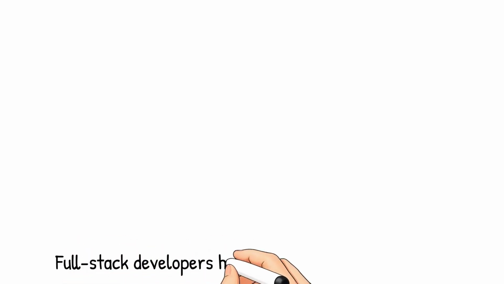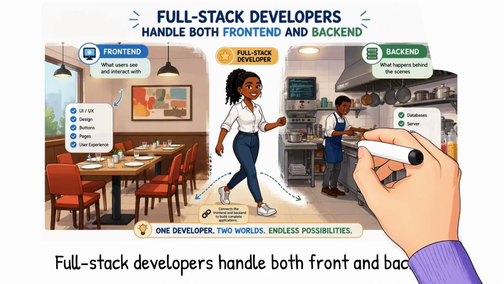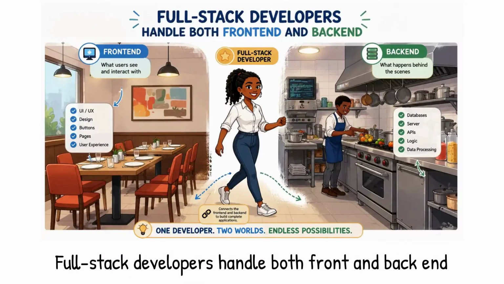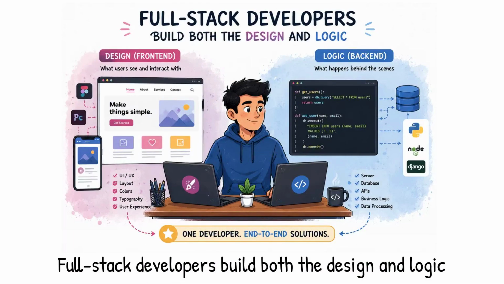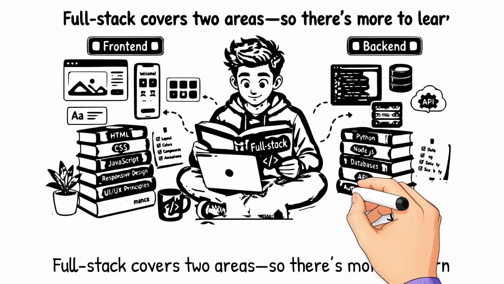Now, the third one, full stack. Imagine a person who can run the dining room and cook in the kitchen. They can do it all. That's a full stack developer. Front of the house and back of the house both. A full stack developer can build the part you see and the part you don't, the design and the logic, the whole thing, top to bottom. This sounds amazing, and it is powerful. Full stack developers are in high demand because they can build a complete app by themselves. But there's a catch. You have to learn more because you're covering 2 areas instead of 1.